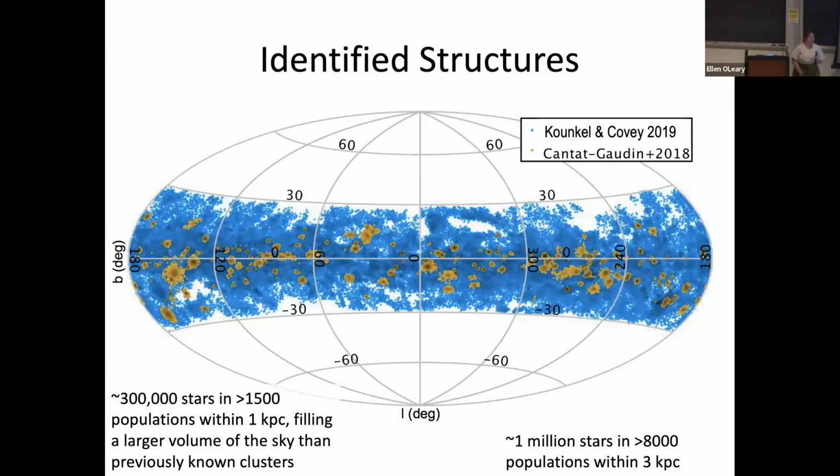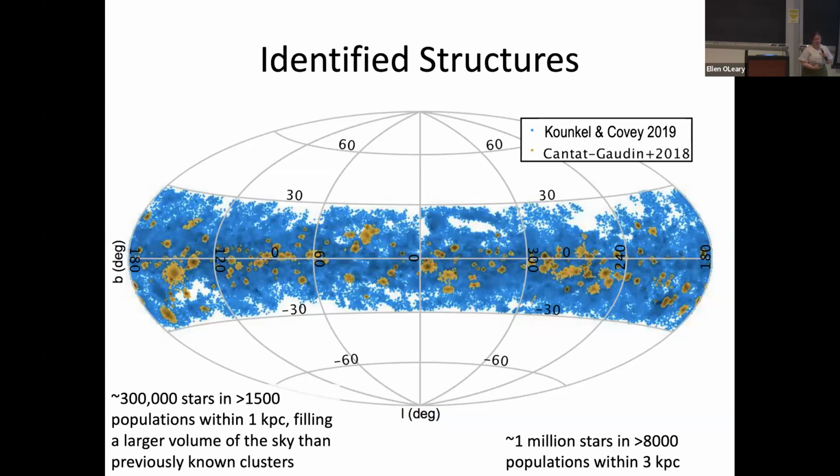And so with this in mind, it is possible to perform hierarchical clustering similar to the ones I showed earlier to try to identify all the structures that you can in the Gaia set. In total, we've been able to identify more than 8,000 different moving groups within 3 kiloparsecs. And these moving groups consist of almost 1 million stars. Here, these stars are shown in blue, and in contrast, in yellow, you see the previously known open clusters within the same volume of space. So you can see there's quite a significant difference in terms of spatial coverage.